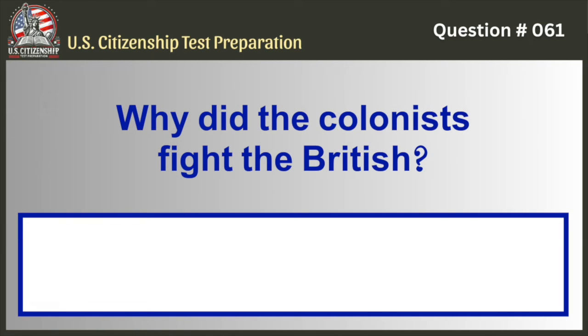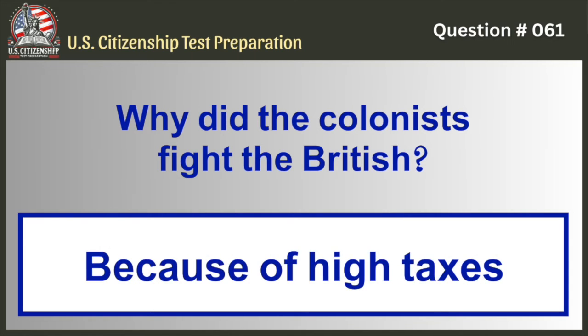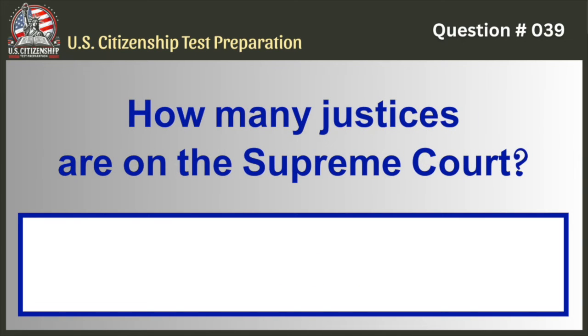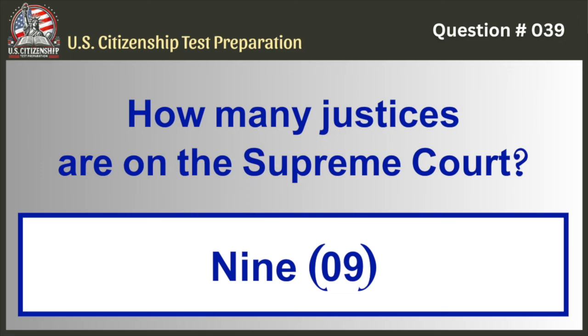Why did the colonists fight the British? Because of high taxes. Name one problem that led to the Civil War. Slavery. How many justices are on the Supreme Court? 9.